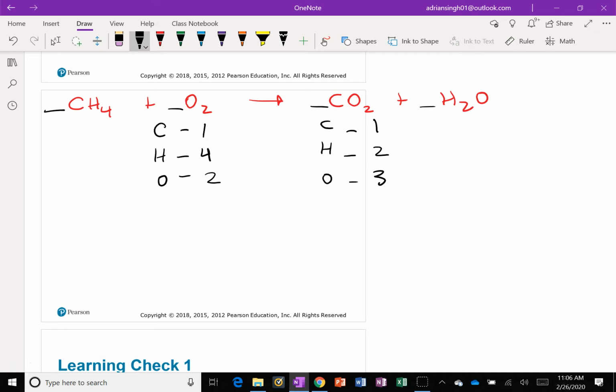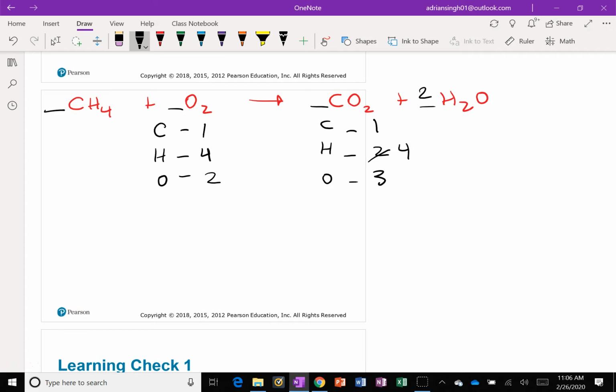So let's balance the hydrogens. We have 4 H's on the left, we need 4 H's on the right. So what do I need? How would I balance my H's on the right side? A 2 in front of the H2O. Okay, so then when you put that in front of the H2O, we've changed our hydrogens to 4. But we've also messed up our O's.